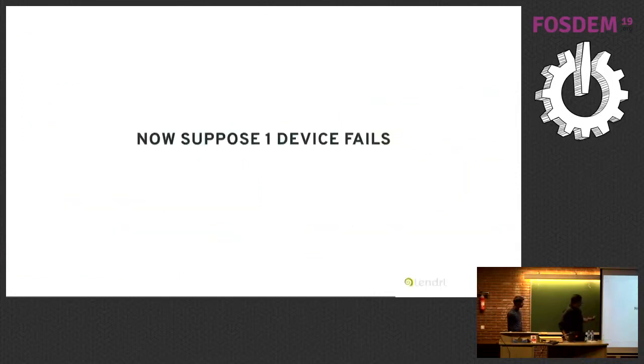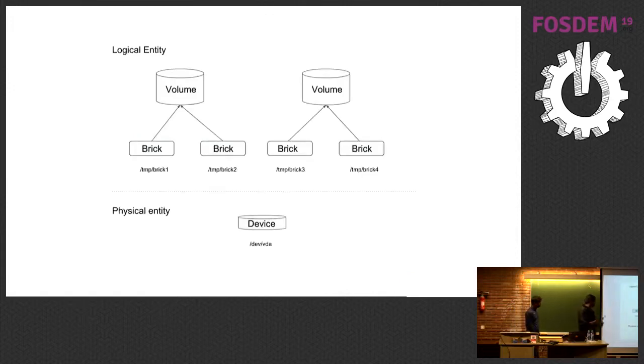So now let's suppose our device fails. Before moving forward, let me explain a bit about cluster topology. A device is a physical entity, as we all know. But what the cluster does is it formats the device. It places a particular file system on it, and it mounts it. We call it a brick, and these bricks are used to create volumes. This is how things work in cluster.